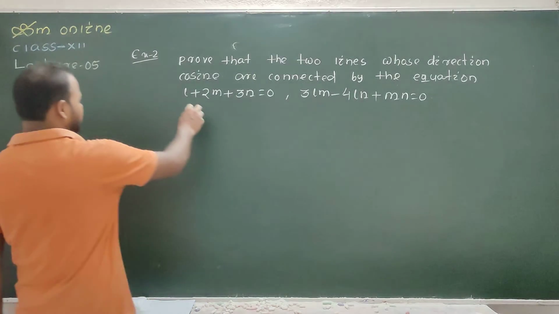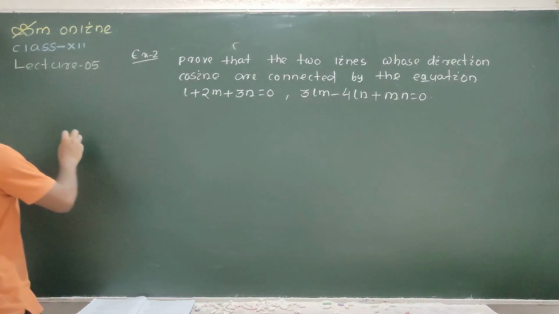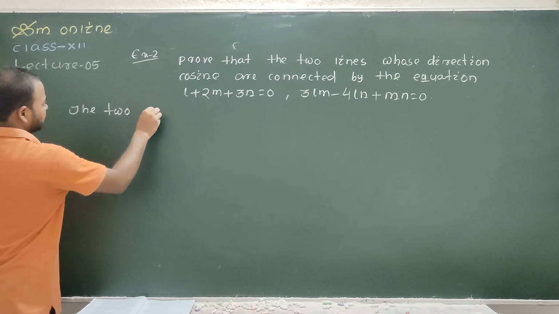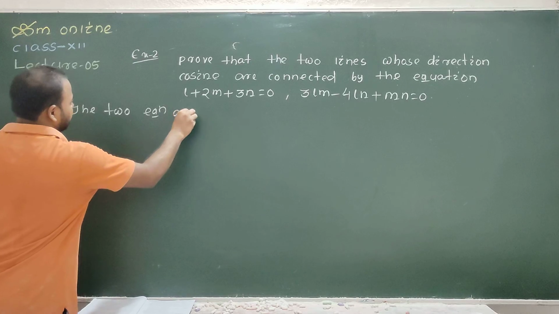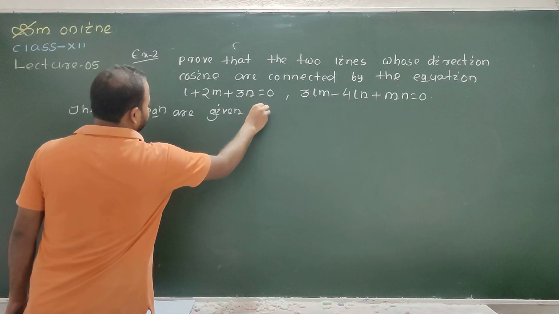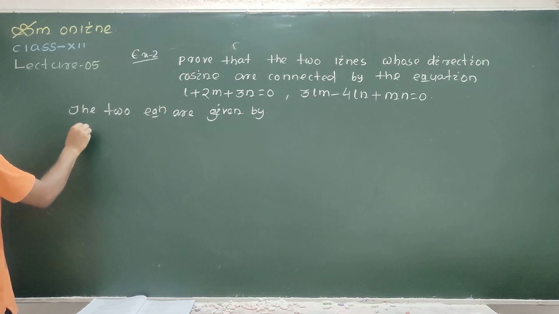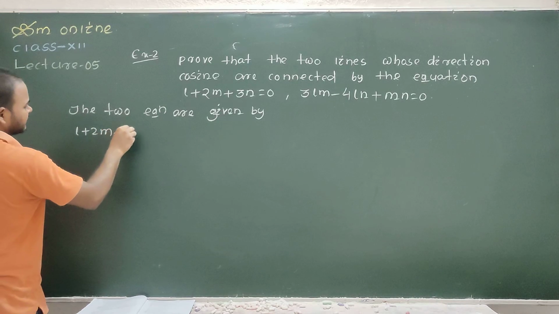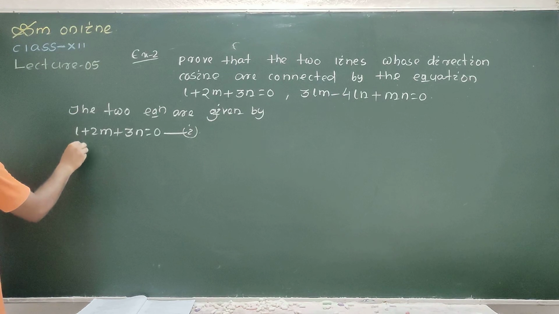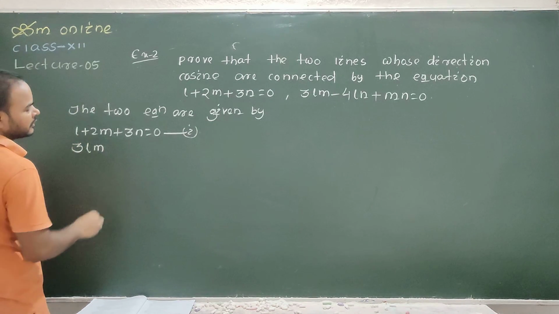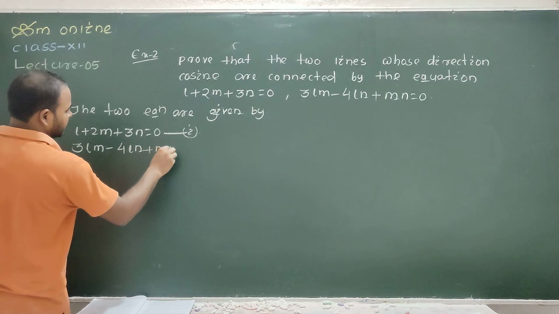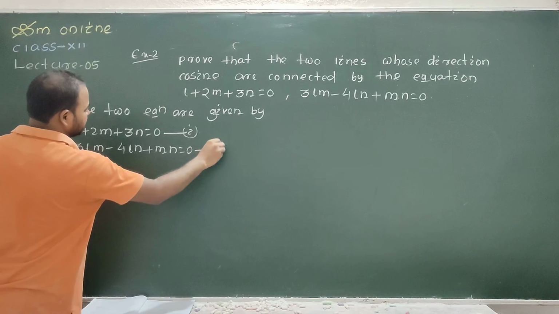Now solve these two equations. First I write here the two equations are given by: this is l + 2m + 3n = 0, this is equation first, and another, this is 3ln - 4ln + mn = 0. This is equation second.